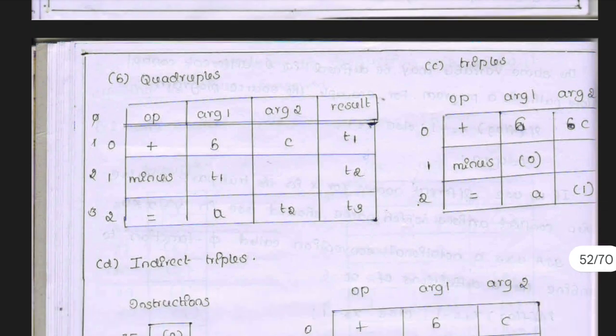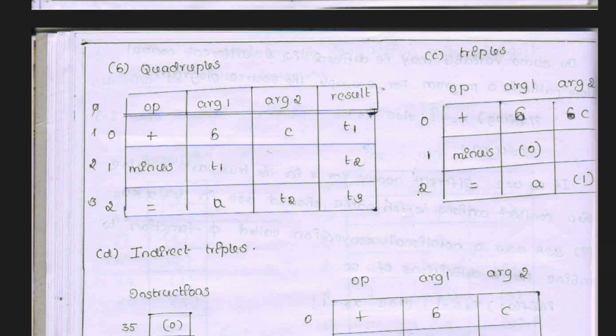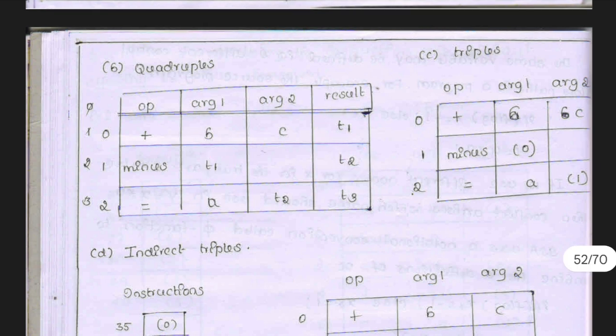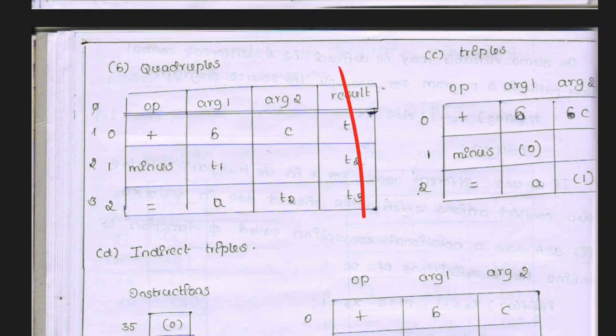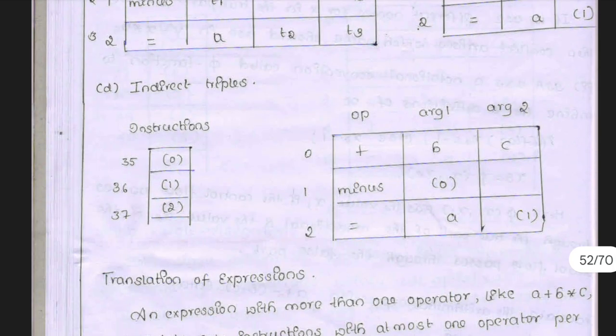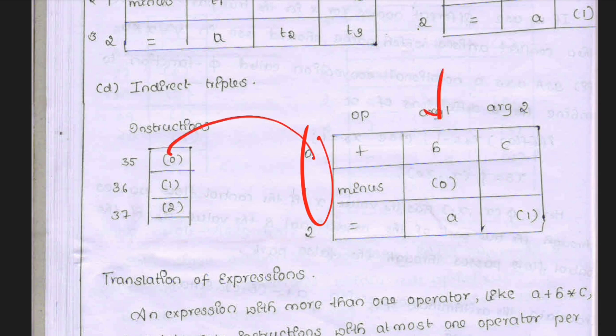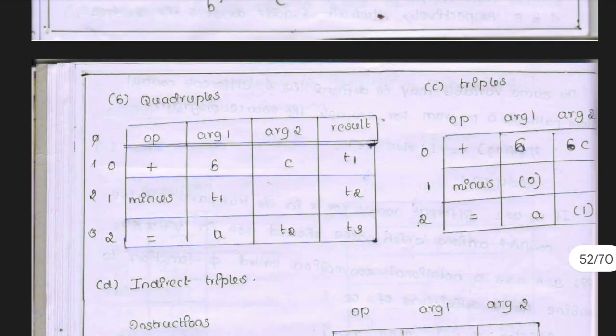After that we have the quadruples. In quadruples you will be making 4 columns. Quad means 4, triple means 3. So 4 columns you will be making, and the result you will be storing here, and that result you will be using in the next iteration. But in triples, you will not make any result column; instead of that, 0, 1 and 2 will be used. And the indirect triples, same thing, you'll be copy-pasting the same thing here, no difference, just 0, 1, 2 will be making a separate table here. That's the indirect triples.